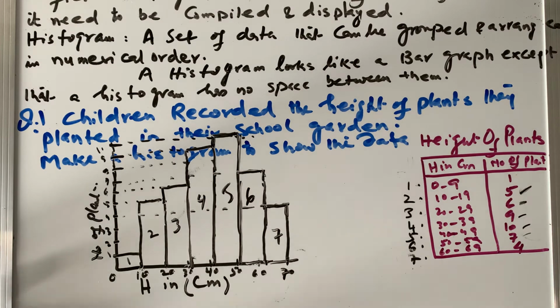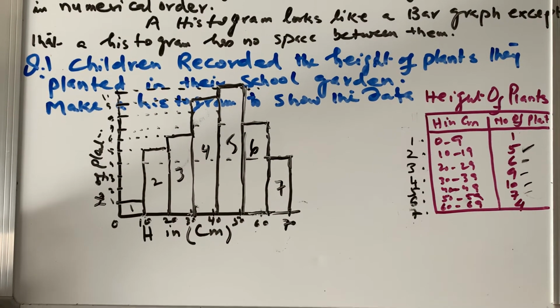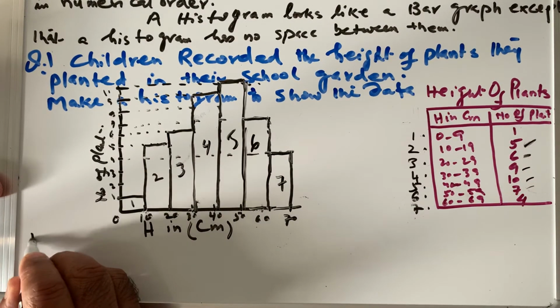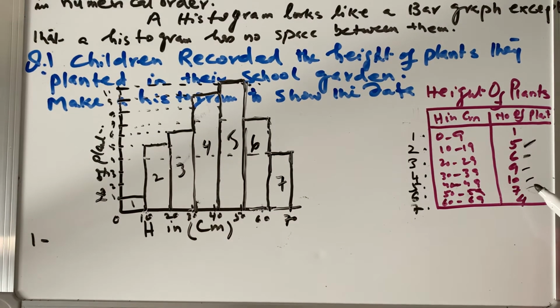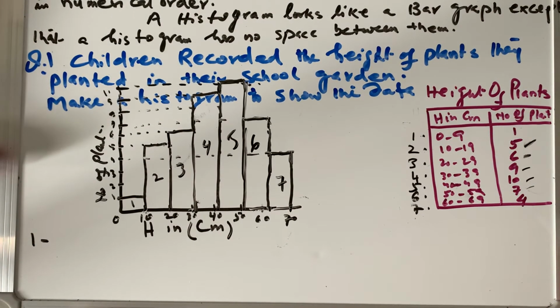Now you can make 2 inferences if you want to, about this data. You can make 2 inferences on your own, but I will also put some inferences for your reference. So inference number 1: what is the highest number of plants by height? The highest number of plants they planted is 10, and their height was 40 to 49 centimeters.